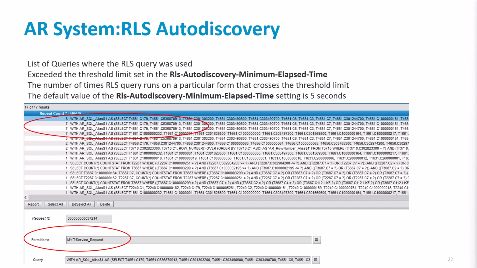So you can see in my example here, I had several queries that were against forms that used RLS, and I can see the count for each of these. If I highlight the first one that has a count of 8, I can look in the bottom half and see that this query was run against the MyIT service request form. So this form is a candidate for changing the RLS type to subquery.